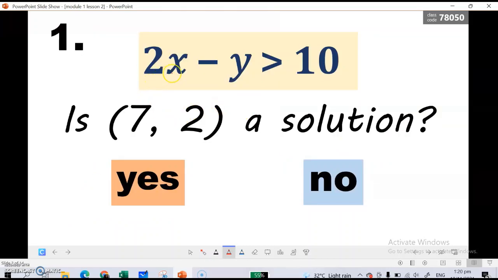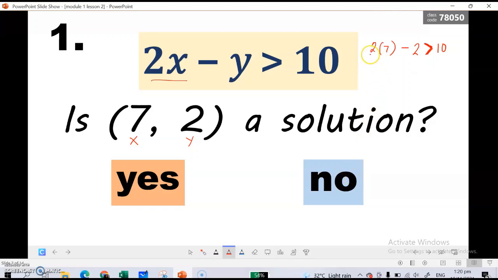We have the inequality 2x minus y is greater than 10. We have an ordered pair here, 7 and 2. The question is if it is a solution to the given linear inequality. So, lagay lang natin, ang x natin dyan ay 7, ang y ay 2. Substitute lang natin siya. So, 2 times 7, because that's 2x, minus yung y mo ay 2, greater than 10 daw. So, kung kinalalabasan nito ay true statement, then we would say yes, the ordered pair 7 and 2 is a solution. Pero kung ang kinalalabasan nito ay false statement, then we would say no.